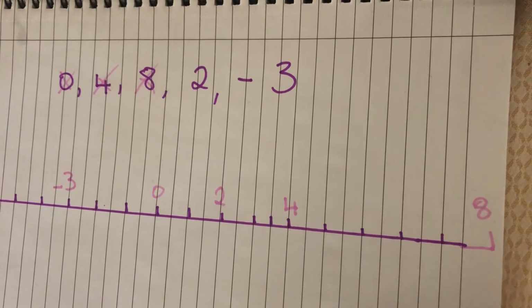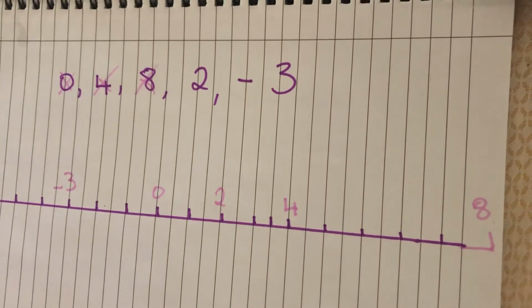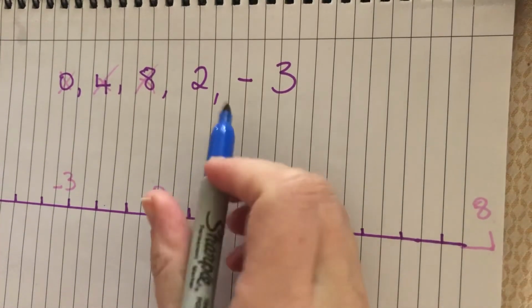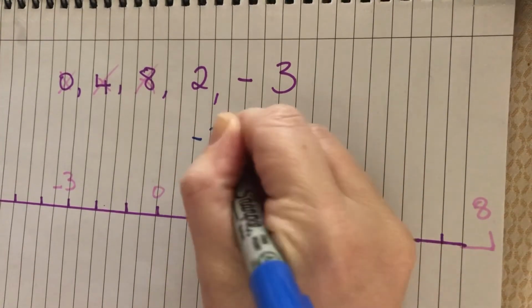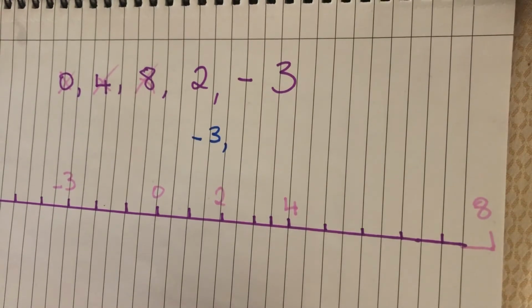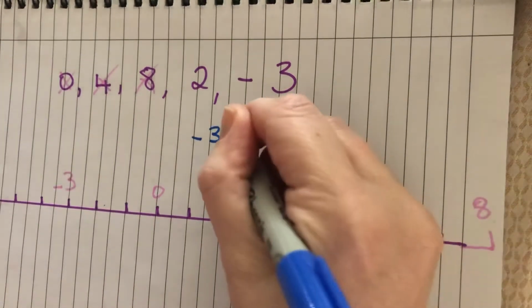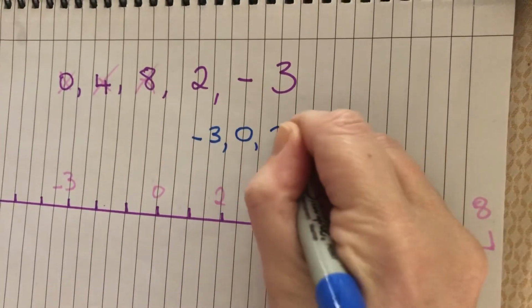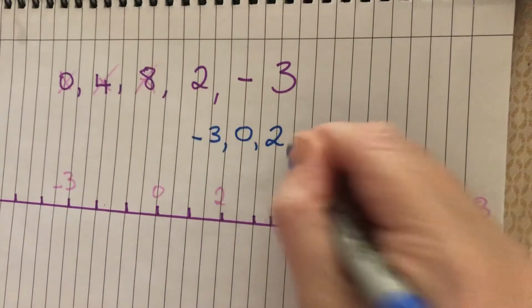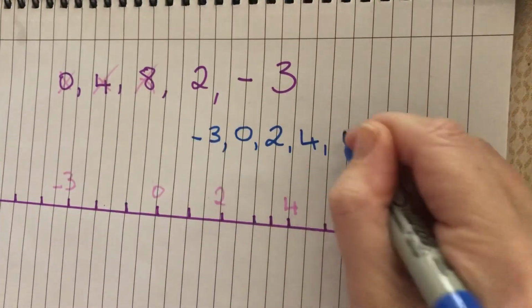Another way you could do it, which might be a little bit tidier and easier, is this. What you can do is pop these into order first. So pop them into ascending order, so from the smallest to the biggest. Our smallest is always going to have to be a negative if there's a negative there. So we're going to go -3. Then our next one would be 0. Then we'd have 2. Then we'd have 4. And then we'd have 8.